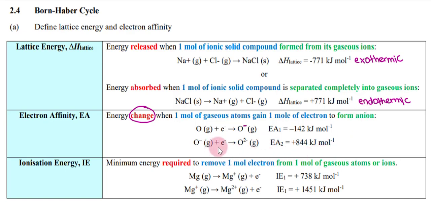This is because you are forcing 1 mole of electrons into a negatively charged oxygen ion. This oxygen ion already has so many electrons, so you are forcing another 1 mole of electrons into an ion that already has more electrons. That's why we need energy to do that.